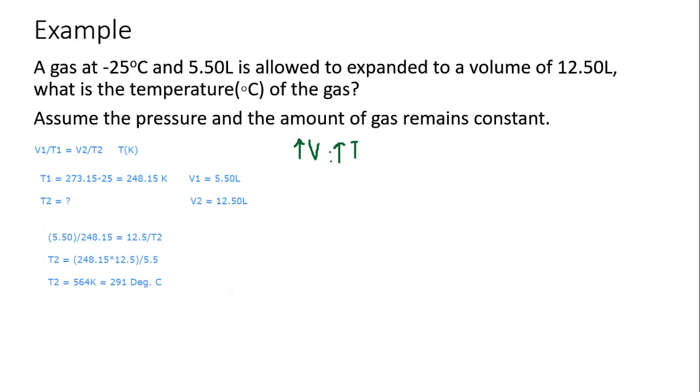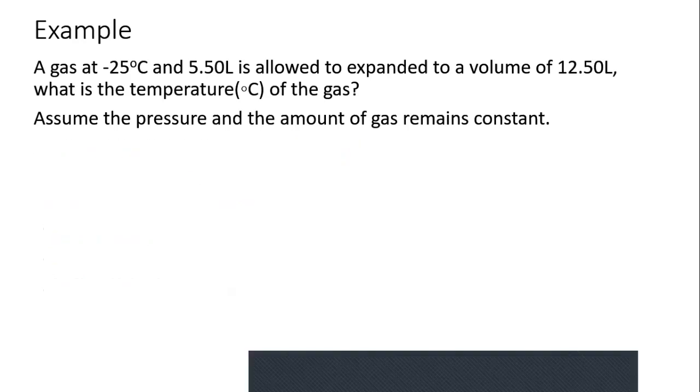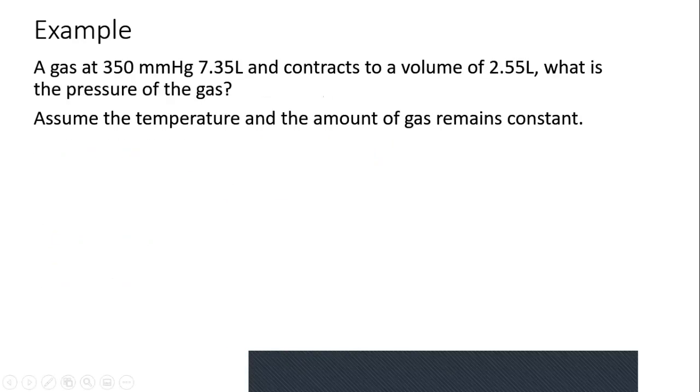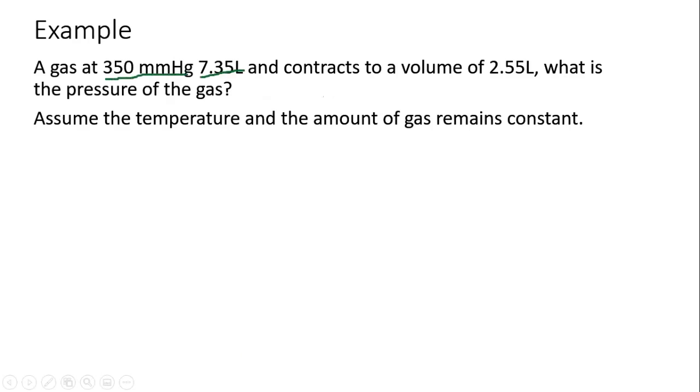All right. Next we have another, and again, these are individual gas law problems because some properties are changing while other properties are held constant. So in this example, we have a gas at 350 millimeters of mercury, 7.35 liters. It contracts to a volume of 2.55 liters. What is the pressure of the gas? It assumes temperature and amount remain constant.